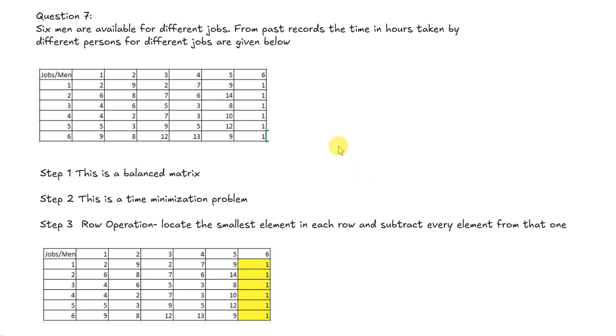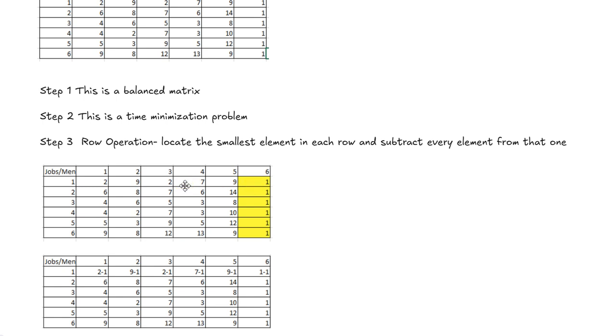If they are not equal, then you will add a dummy row or a column with cost 0. For example, if you need to add a dummy column, you will just write 7 and then you will add a cost of 0 in every row. Then, is this a minimization or a maximization problem? If this is a minimization problem, no change is required to this matrix. Proceed to step 3. Step 3 is called row operation.